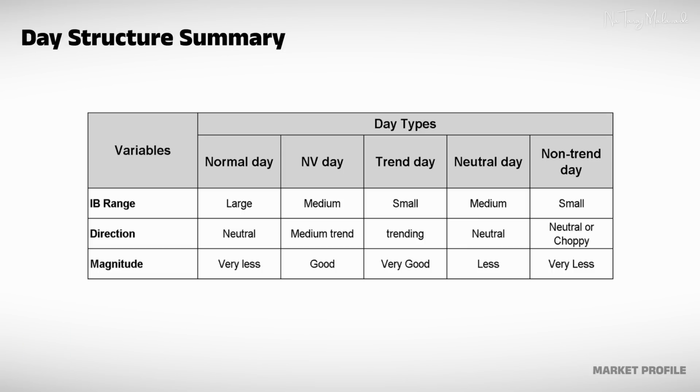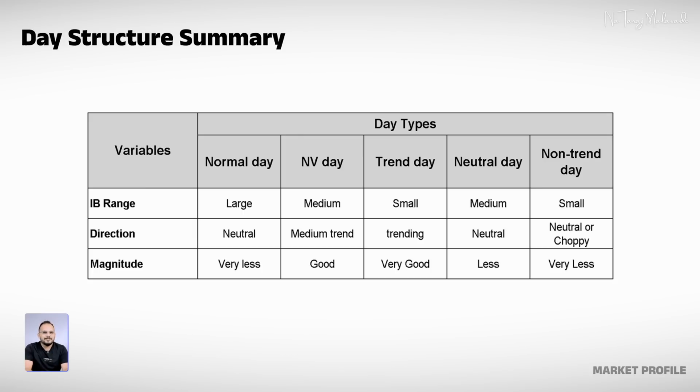The market often moves sideways, or maybe the market takes a mean reversion kind of setup on these days. And then for normal variation day, here we encounter a medium IB range, and a medium trend can be expected with a good magnitude. And then we have a trend day. There we will have a small IB, and the market tends to move strongly in one particular direction. Magnitude is also very good here. For neutral day, it's identified by a medium IB range, and the direction on neutral day is typically neutral, with the market being choppy and volatile.